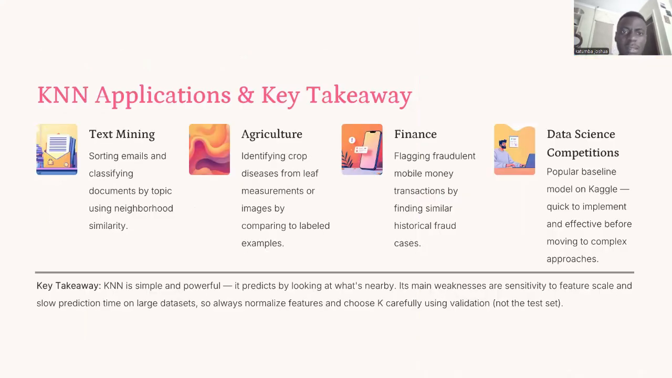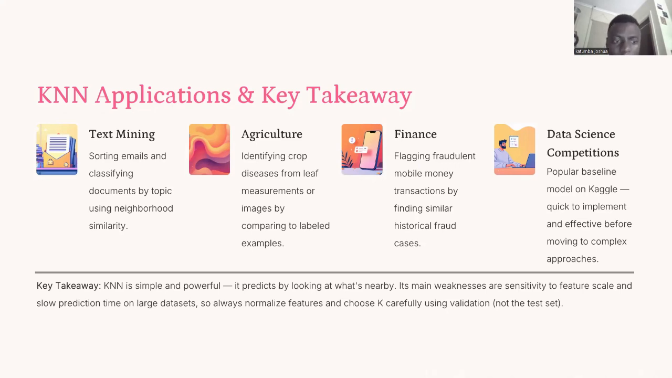So what are the applications? Number one, use them for text mining, where you can sort emails and classify them. Then we have agriculture, for identifying crop diseases from measurements made by comparing images to labeled data. Then we also have finance, if you want to flag fraud transactions. Yeah, so we can look into historical data. And I also used it in data science competitions. So what can we take away from this?